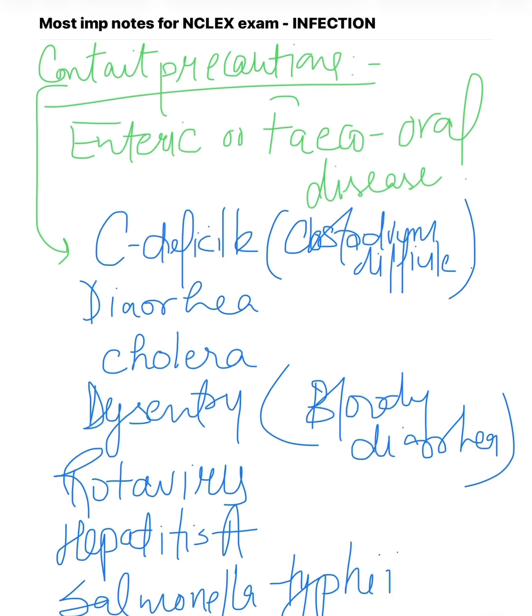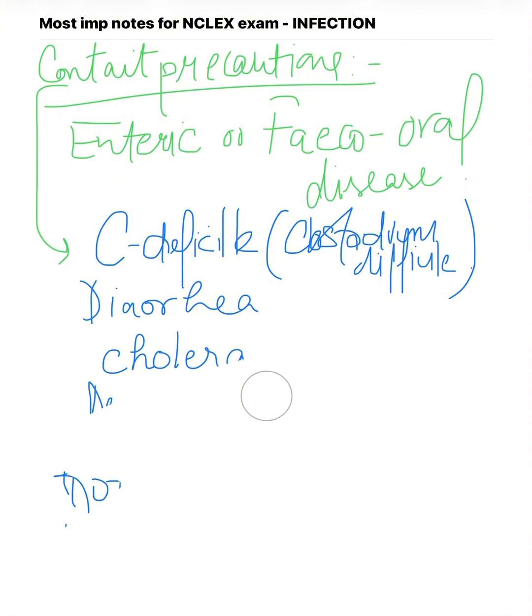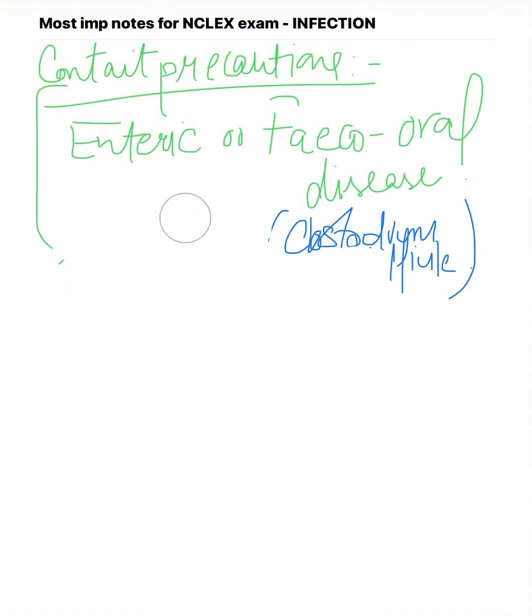So in contact precautions, there are many examples. First one is C. difficile, that is Clostridium difficile. Next one, diarrhea. Third one is cholera. Next is dysentery, also called bloody diarrhea. Then rotavirus, then hepatitis A, and Salmonella typhi. There are other examples, so you have to write.